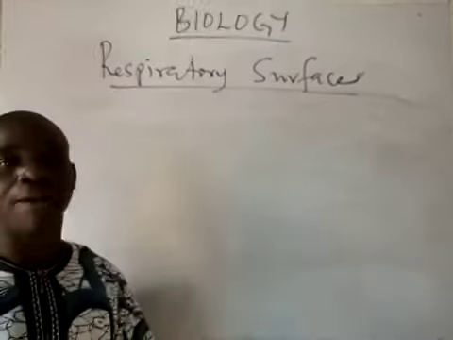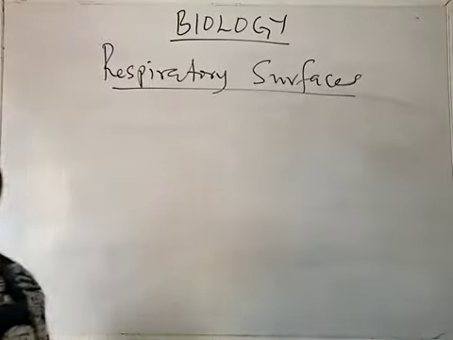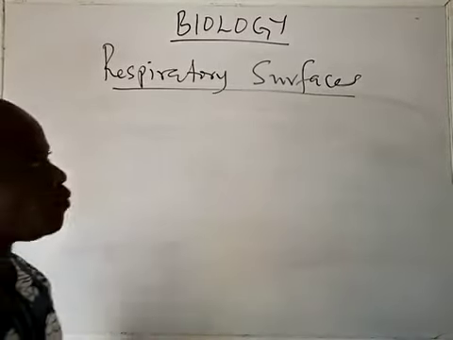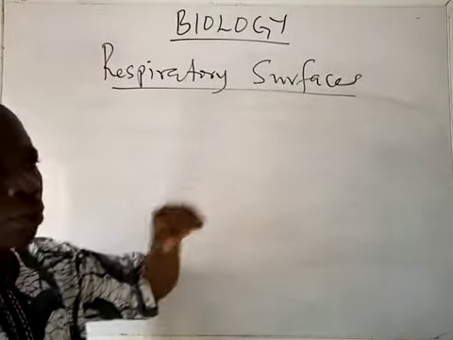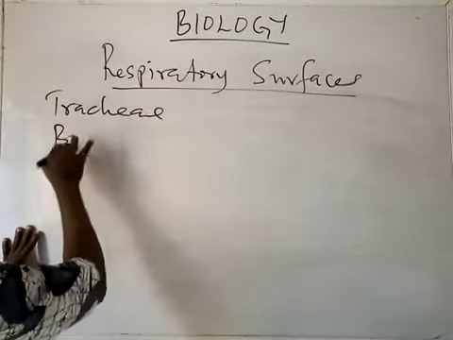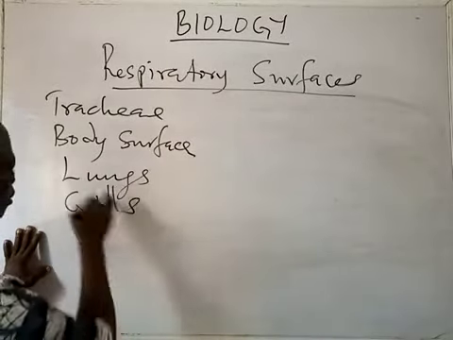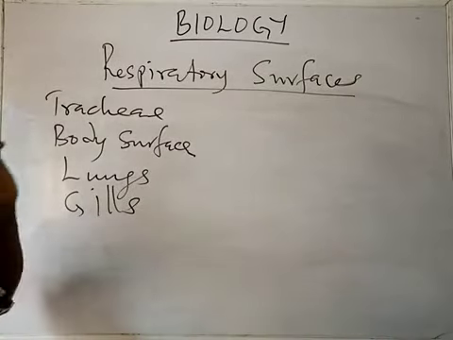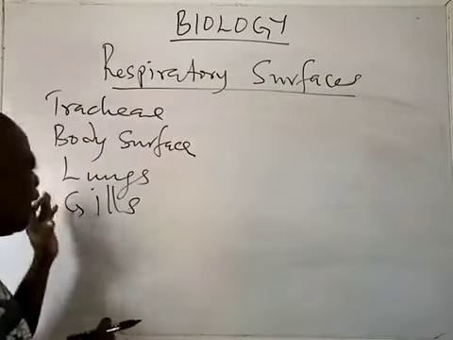Welcome to another class on respiratory structures. Now, in our previous lessons, we have looked at structures used by different groups of organisms to obtain oxygen for the purpose of aerobic respiration. But now, we want to emphasize that these structures, be it the trachea or body surface or lungs or gills, as the case may be, are prepared in various ways to be able to obtain perfectly the gas that is needed.